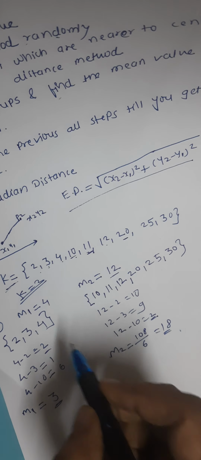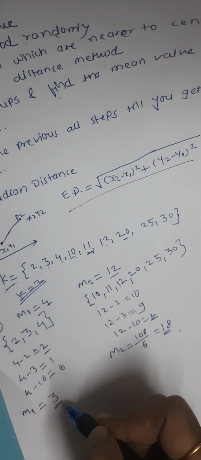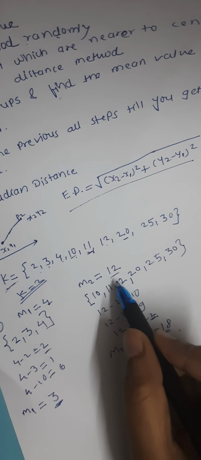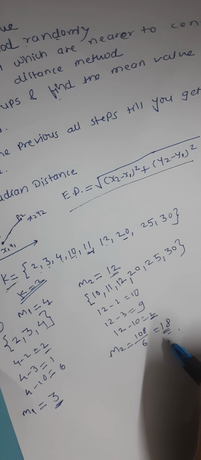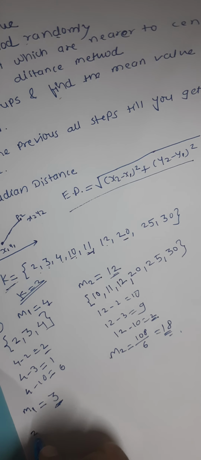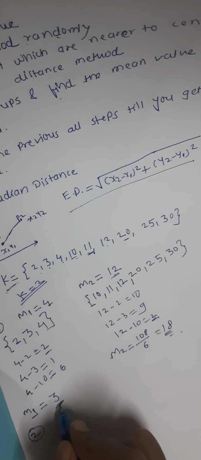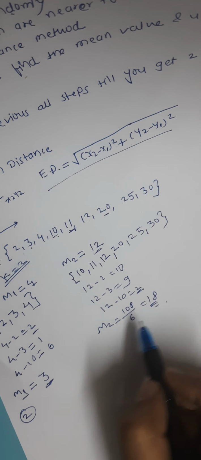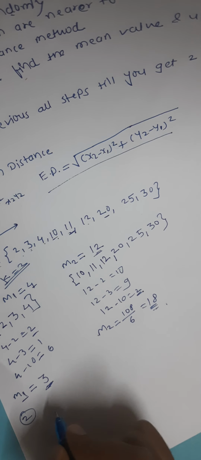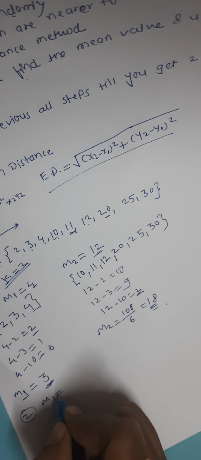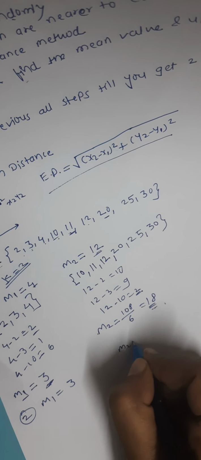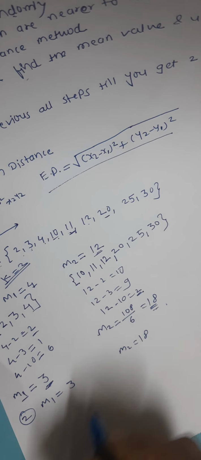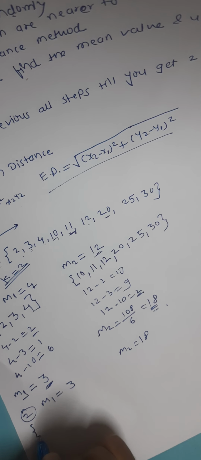So what was our assumption? 4. We got 3. My next assumption was 12, but I got 18. Now in next step I will assume this m1 value as a first cluster value and m2 value as a second cluster value. So my m1, now I'm going to update the value of centroid. So m1 value is 3 and m2 value is 18.